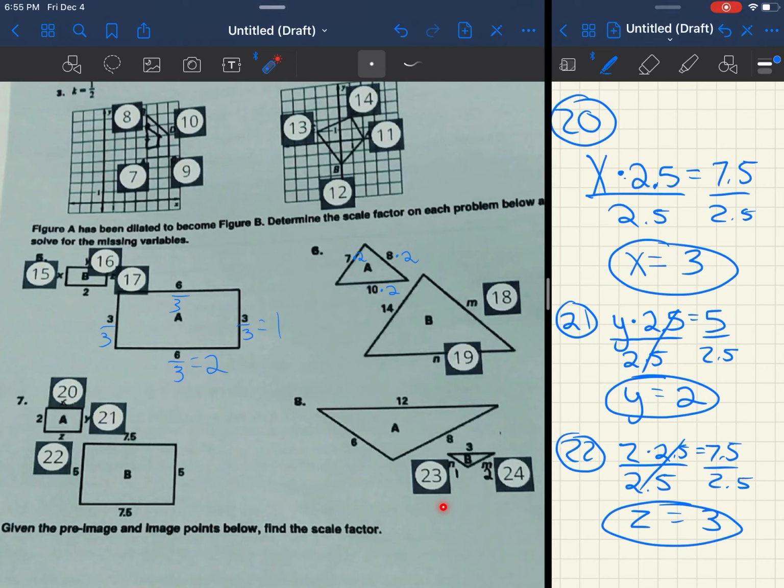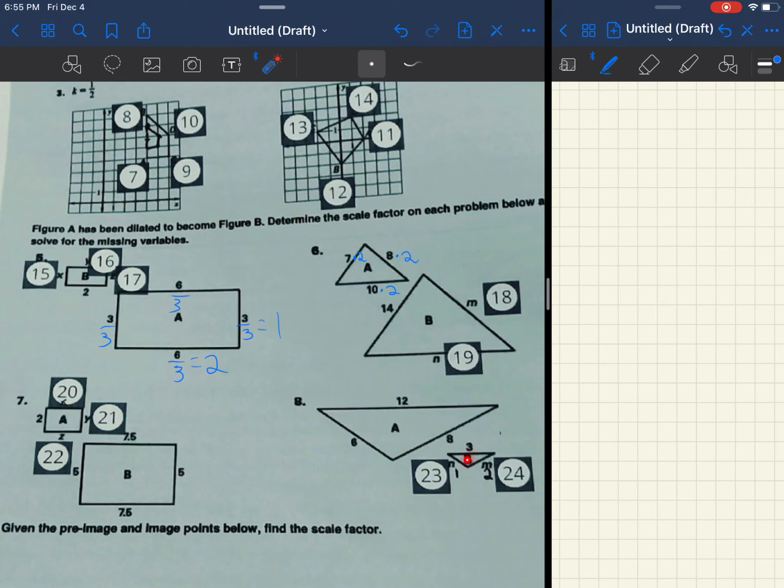And I'm going to look at the top. Remember, we start with A and go to B. I'm going to look at the top, which is 12, and it corresponds with a 3. What do I divide 12 by to get to 3? And that's going to be 4. 12 divided by 4 is 3. So I'm going to divide all these sides by 4 to get these sides over here. So right here I have 8. 8 divided by 4 is 2. So the answer to number 24 is 2.